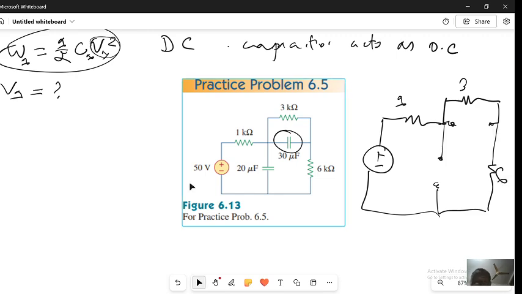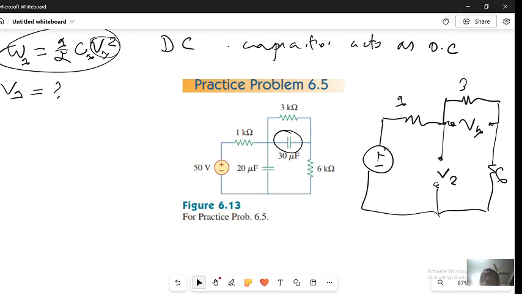Now V1 is this voltage V1. Here V2 is this one. How can I determine V1? I have 50 volt here. If we see, we'll find that all these resistors are in series. Why? Because there is no current flow here. Here there is no current flow here, because they are open. Now I can find the current I.